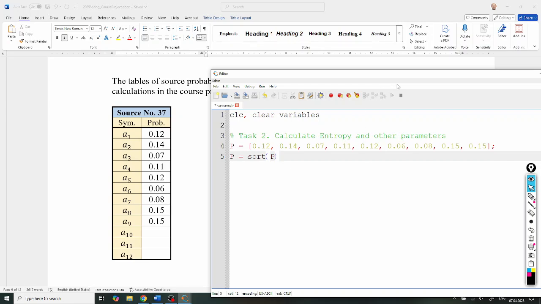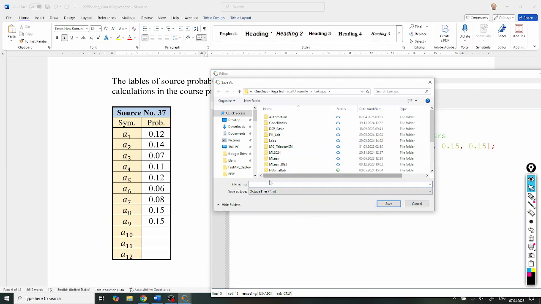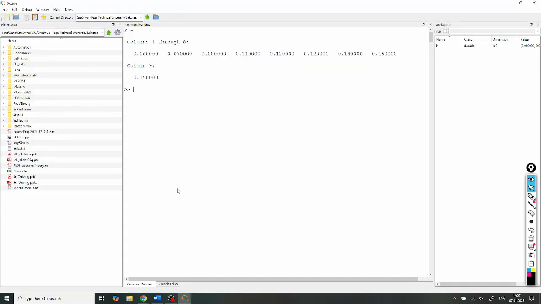Yes, so if I run it like this, I also need to save it somehow. Let's call this course project 2025 task 2, 3, 4, and 8. So now it's sorted in ascending order. We wanted actually to have descending.